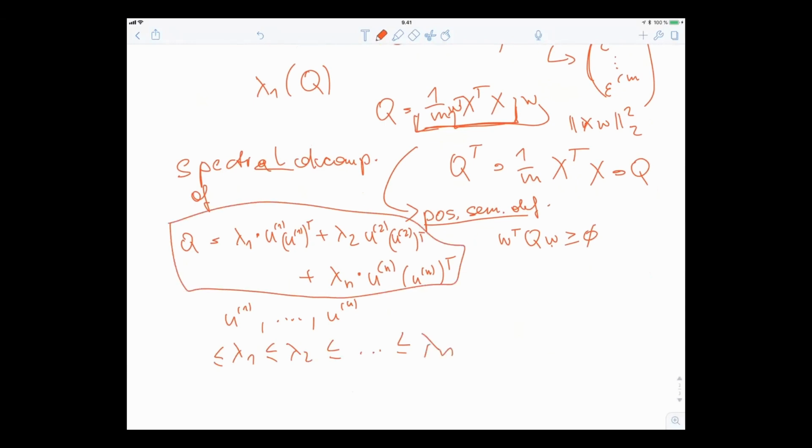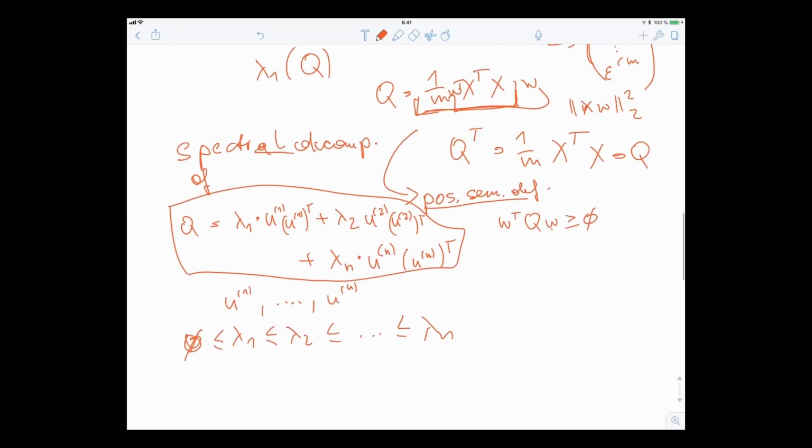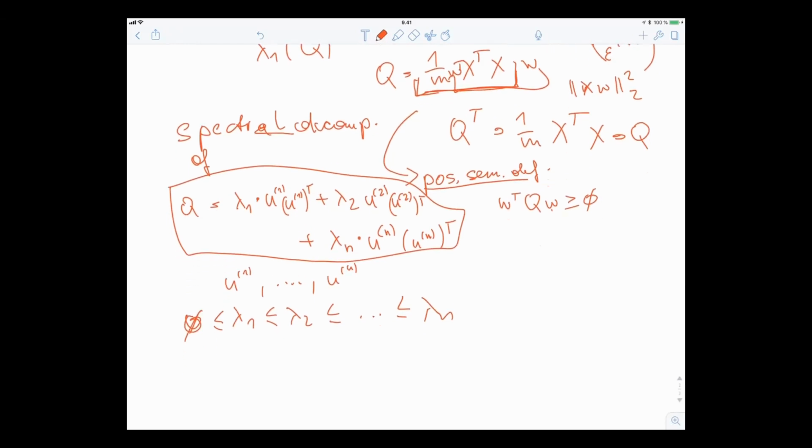And this is known as the spectral decomposition of a positive semi-definite matrix, and maybe the most useful result of linear algebra for the whole course. So if you have an urge to refresh your linear algebra knowledge, this might be good to look at: spectral decomposition of positive semi-definite matrices. We will come across this a lot during this course.